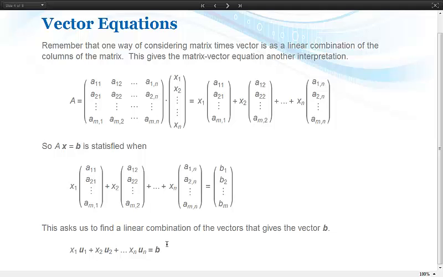So in more symbolic form, if I let u1 represent the first column of the matrix, u2 represent the second column of the matrix, etc., up to un representing the nth column of the matrix, we have a new form represented by the same matrix vector equation Ax equals b, but it also represents this linear combination x1 times u1 plus x2 times u2 up to xn times un equals b, or finding a linear combination of a set of vectors that gives me a new required vector b.